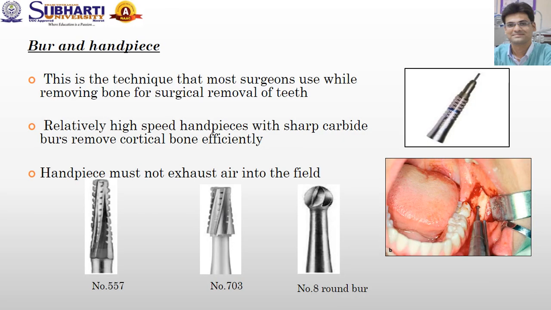Bone can also be removed with the help of a burr and handpiece. This is the technique that most surgeons use while removing bone for surgical removal of teeth. A relatively high speed handpiece with a sharp carbide burr removes cortical bone efficiently. These handpieces should not exhaust air into the surgical field, otherwise the air can penetrate into deeper structures and layers, which can result in surgical emphysema, which can be dangerous.